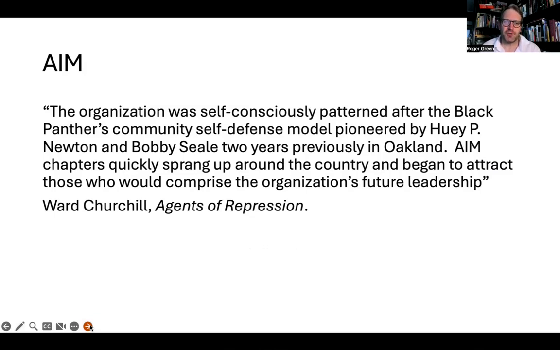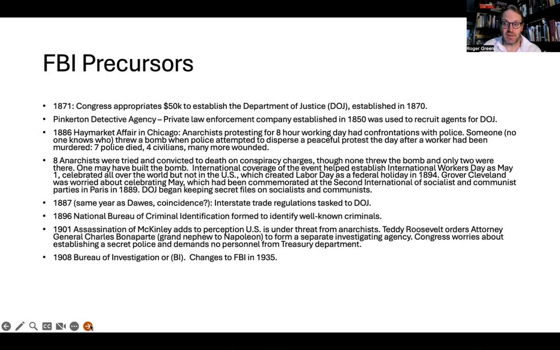This is a quote from Churchill's book. He says the organization of AIM was self-consciously patterned after the Black Panthers community self-defense model pioneered by Huey P. Newton and Bobby Seale 2 years previously in Oakland, California. AIM chapters quickly sprang up around the country and began to attract those who would comprise the organization's future leadership. AIM definitely develops out of prison populations, which is an important thing to remember.